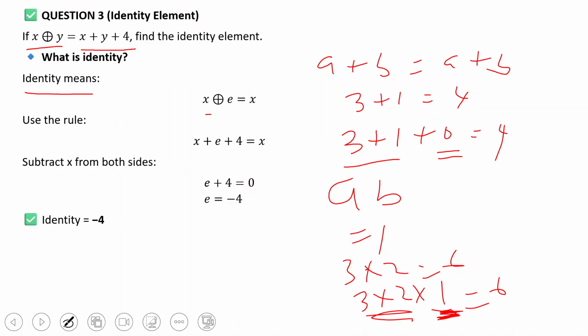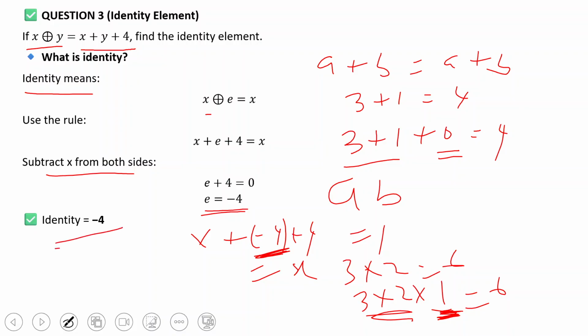Find the identity element. So it's expressed like this. Whatever element will make this unchanged is the identity element. So if I come to this expression and say x plus identity element plus 4 is equal to x, what is it that will make x remain x? By the time I subtract x from both sides, e should be minus 4. So if I put minus 4 here, x plus minus 4 plus 4 will still give me x. So minus 4 is the identity element. That's why we have it here like this.